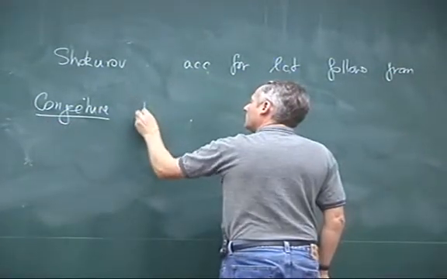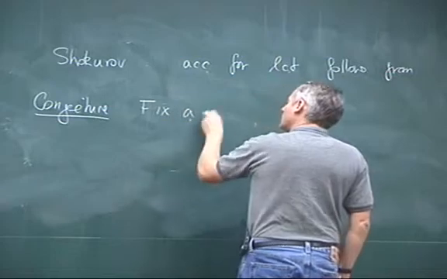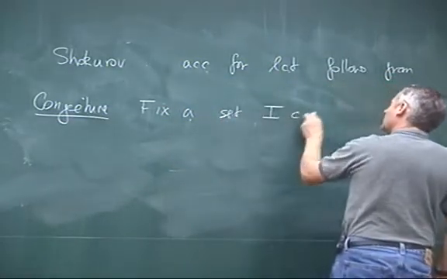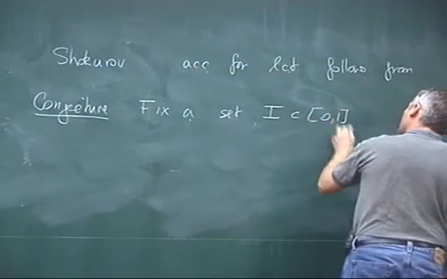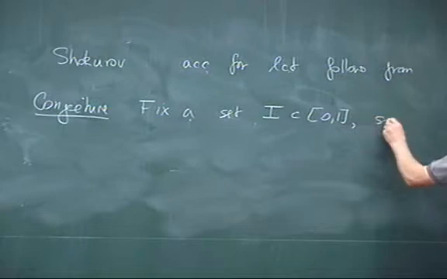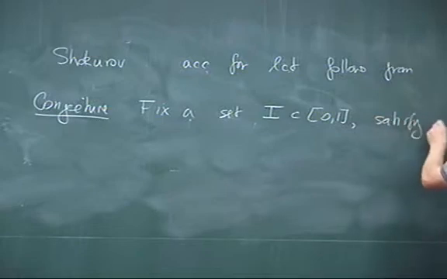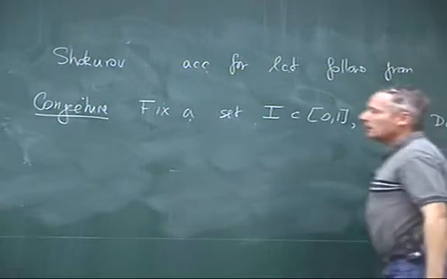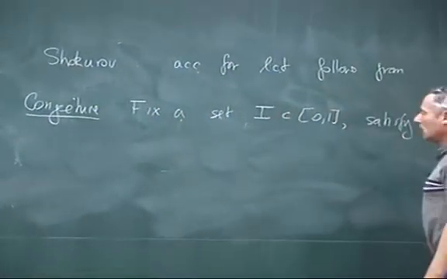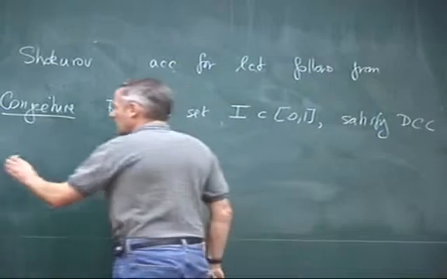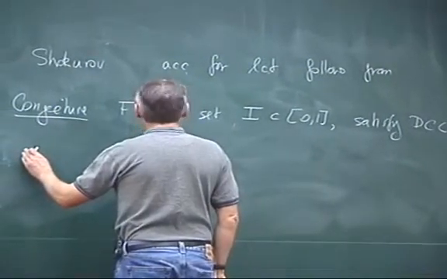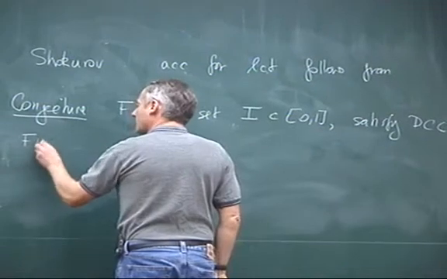So fix a set I of coefficients. I'm going to think of I as a set of coefficients, and I want it to satisfy DCC. And again, hopefully you agree now that that's a reasonable condition. Satisfying DCC, and fix, of course, n, the dimension.